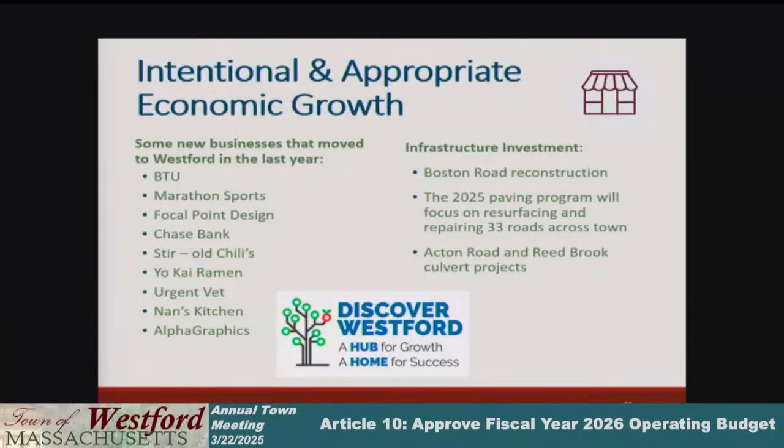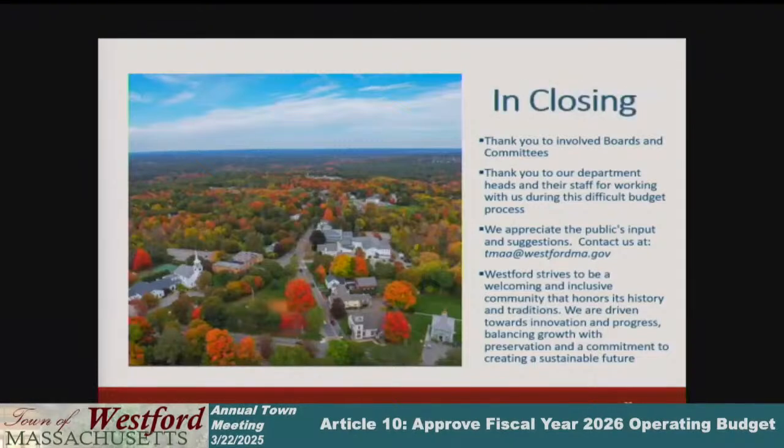Some of the businesses that have moved into Westford over the course of the last year are listed on this slide: BTU, Marathon Sports, Focal Point Design, Chase Bank, Stir in the old Chili's building, Yokai Ramen, Urgent Vet, Nan's Kitchen, Alpha Graphics, and there's many, many more. You wouldn't want to hear me drone on about those. And then we also have infrastructure investment to go along with that.